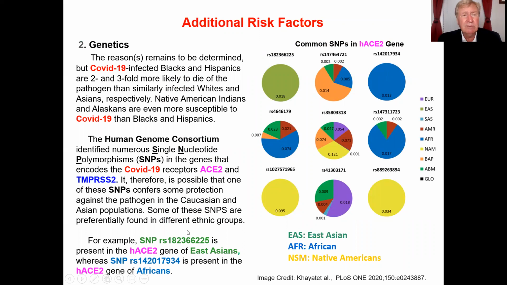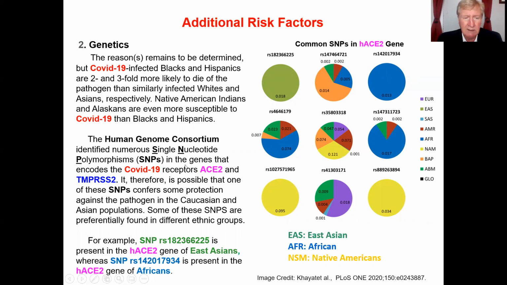The second factor is genetics. This remains to be determined, but what's now clear is that if you're a COVID-19 infected Black or Hispanic, you're 2- and 3-fold more likely to die of the pathogen than similarly affected whites and Asians, respectively. And the worst are Native American Indians and Alaskans. We don't know why Blacks, Hispanics, and Native Americans and Alaskans are susceptible, but it might be due to mutations in the ACE2 gene and the TMPRSS2 gene.